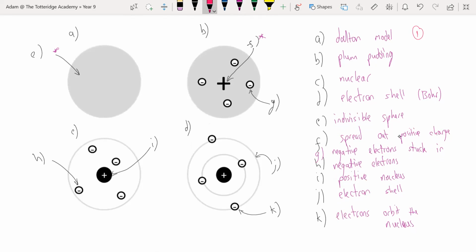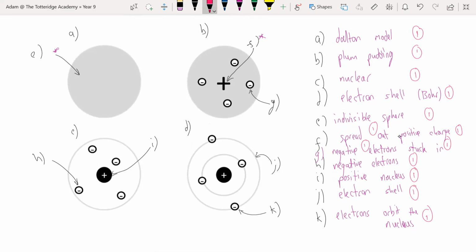Okay, let's do some points for you guys. We'll get 1 for that, 1 for that, 1 for that, 1 for that, 1 for that. Let's do 1 for positive charge and 1 for saying it's spread out. 1 for negative electrons, 1 for stuck in, another for negative electrons, positive nucleus, electron shell, and then electrons orbit the nucleus as your last one. So make your corrections and count up your points.